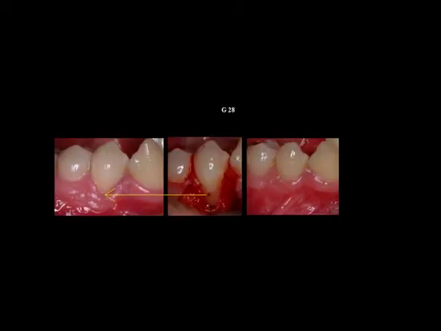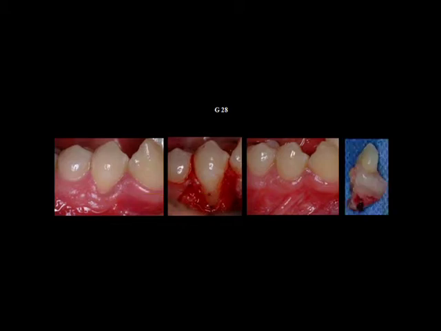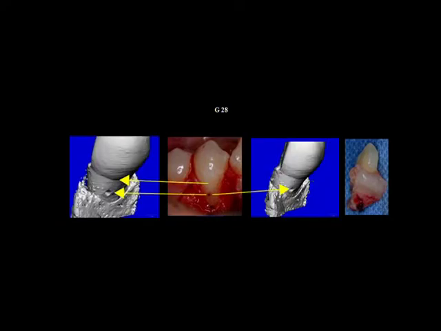So you see the little dot here. This is at the original free gingival margin. Here is the dot at the alveolar crest. Here's 9 months later after the graft. Here is when I remove the tooth in block. Now, I want you to put your Superman glasses on, and we're going to look right through this, and we're going to look at a micro-CT.